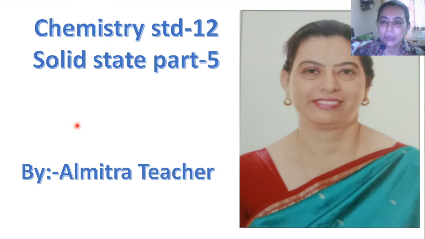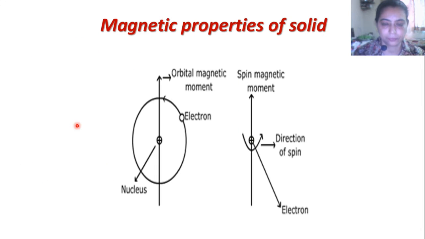Chemistry Standard 12 Solid State Part 5. In this part, we will learn about the magnetic properties of the solid.